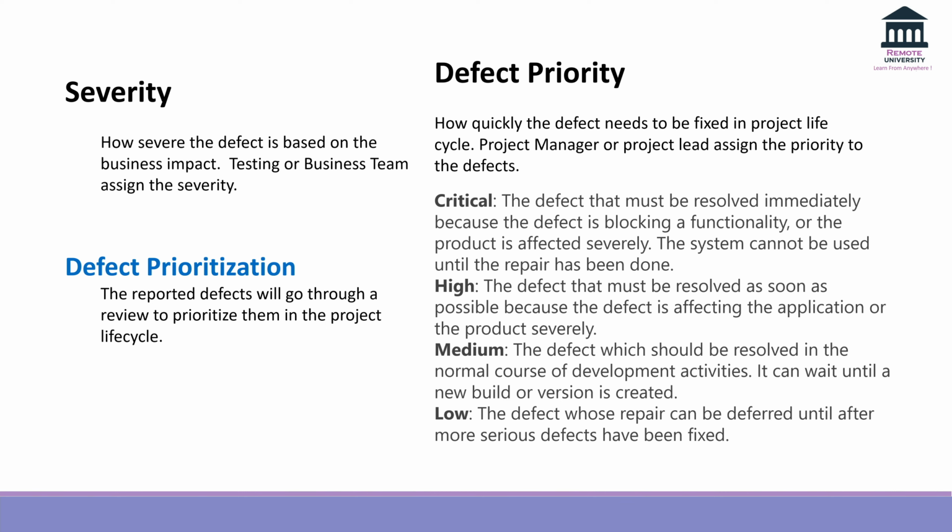priority. So again, the defect has two types of priority being set. One is from the testing or business team, other one is from the project or dev team. Business is saying how severely they're impacted, whereas the project or dev team is saying how quickly the defect needs to be fixed in order to let the testing team continue the testing. So based on these two different criteria, the defect severity and priority will be set within the project.